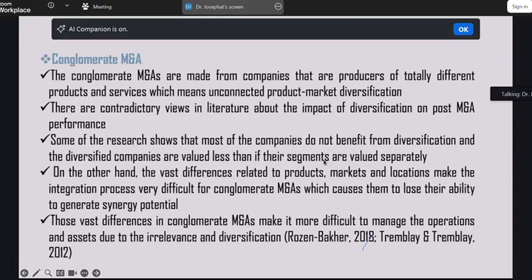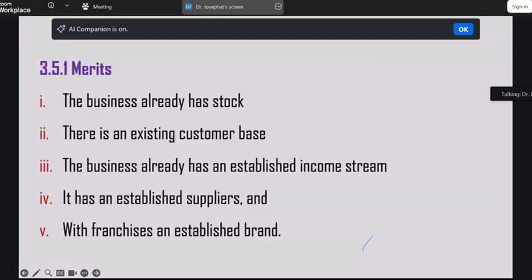So there are some advantages and disadvantages, merits and demerits, of acquiring an ongoing venture over a startup. Merit kwamba mtu akiacquire ongoing venture ambayo tayari ilisha operate kuliko startups. So faida mojawapo, the business has already stock, existing customer base, walishakuwa na customer, the business has established income streams, walishatengeneza faida, it has established suppliers with franchisings and established brands, especially for ongoing ventures compared to startups. Lakini pia kuna hasara zake.